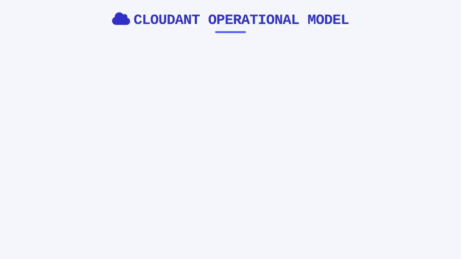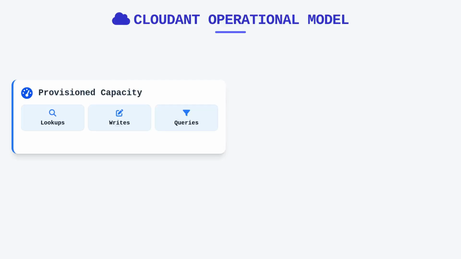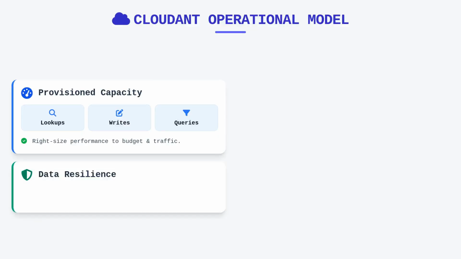When it comes to operations, Cloudant uses a provisioned capacity model where you define the throughput in terms of lookups, writes, and queries per second. This flexibility allows you to right-size your database performance based on your current budget and traffic demands rather than paying for idle hardware. Backup and restore paradigms are also built into the service, allowing for continuous snapshots that protect your data against accidental deletion or corruption.